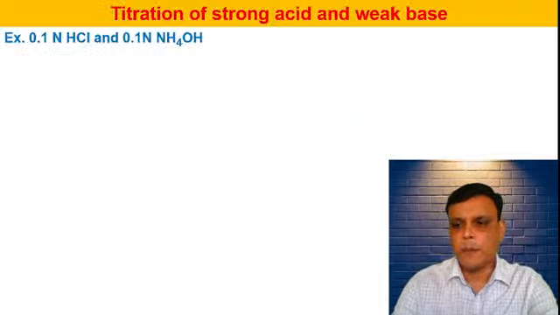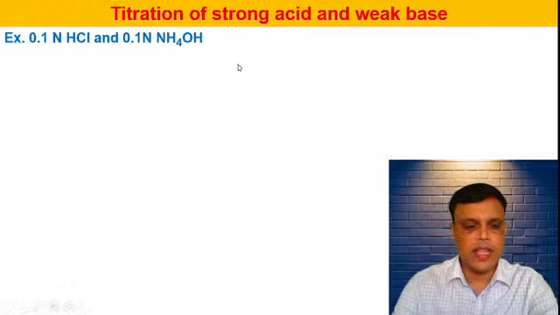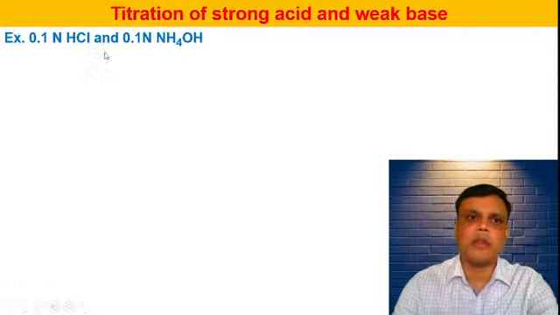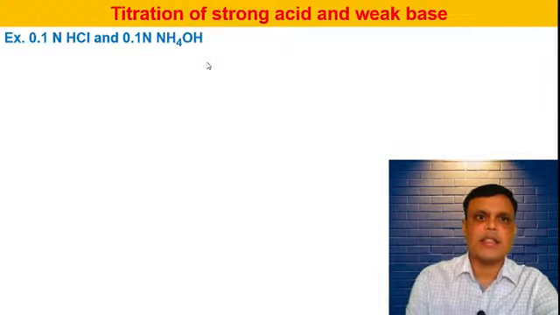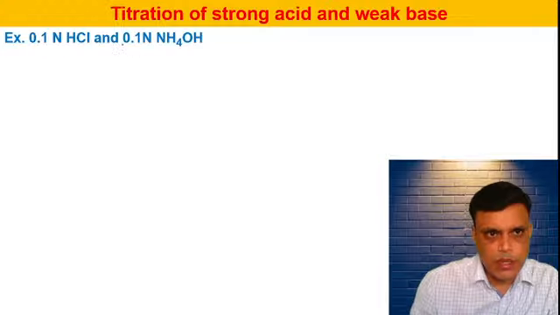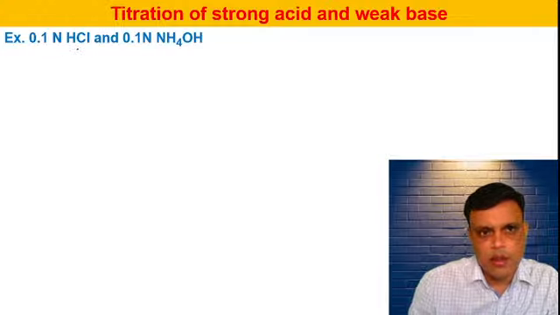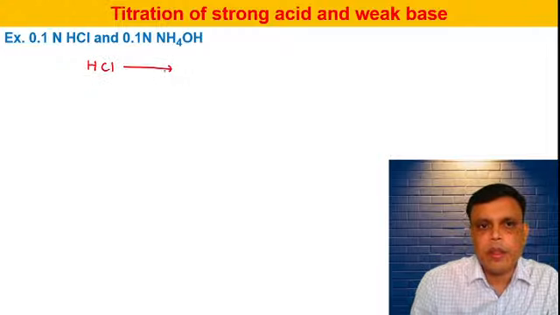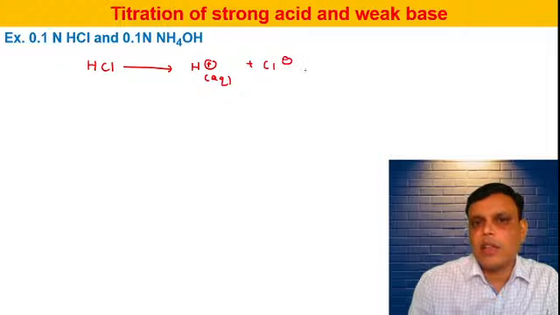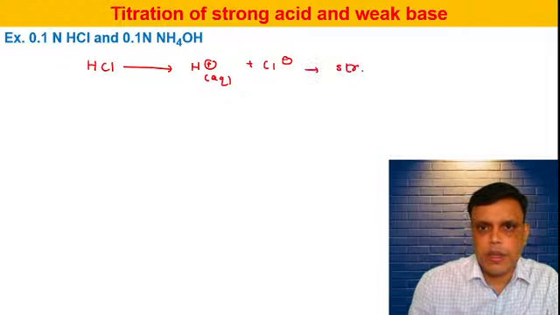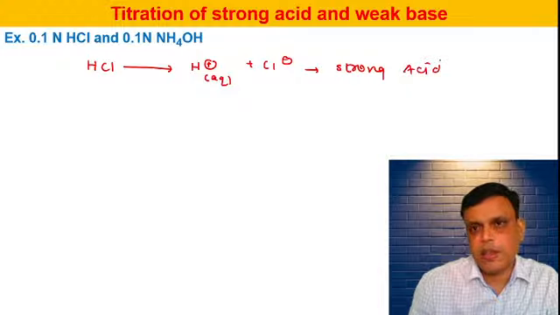So in this, as strong acid we will take 0.1 normal HCl, and as weak base we will take 0.1 normal ammonium hydroxide. HCl is called a strong acid. Please remember this. HCl is called a strong acid or strong electrolyte because HCl dissociates completely. So it will give H+ aqueous and Cl- aqueous. So this is called a strong electrolyte or strong acid because it dissociates completely.